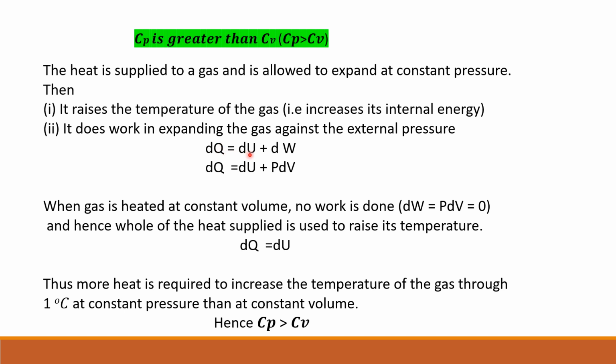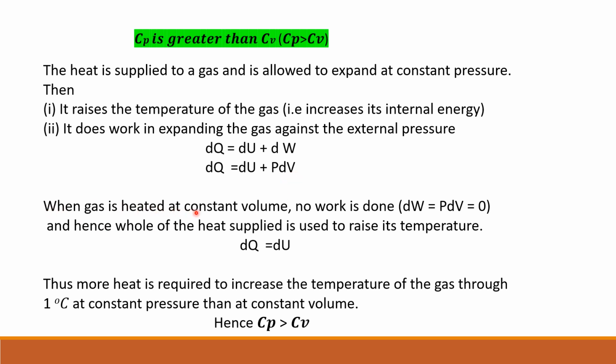Now dq equal to du plus dw. According to the first law of thermodynamics, dq equal to du plus dw. dq equal to heat supplied, du is the change in internal energy, dw equal to work done. So dq equal to du plus pdv. dw we can write as p into dv, pressure into change in volume.